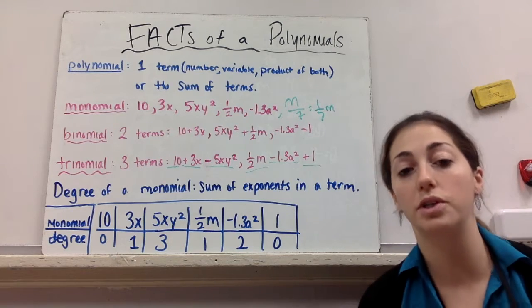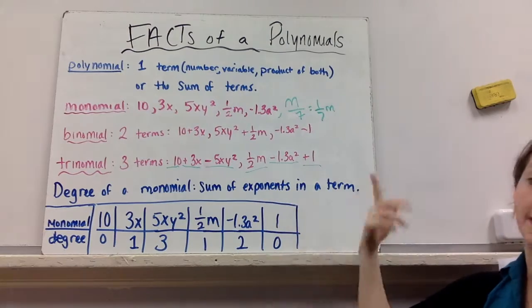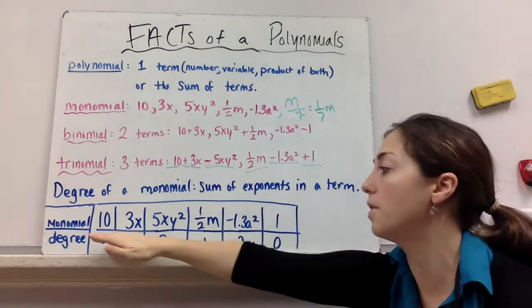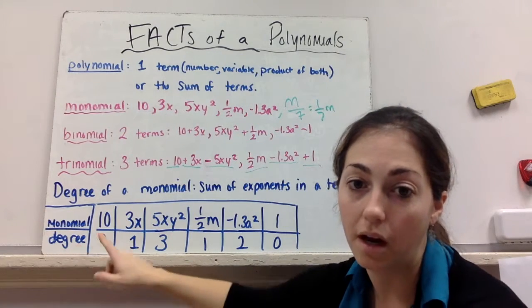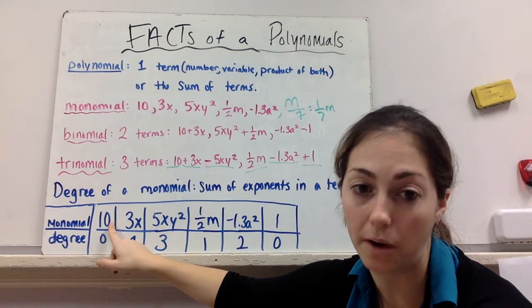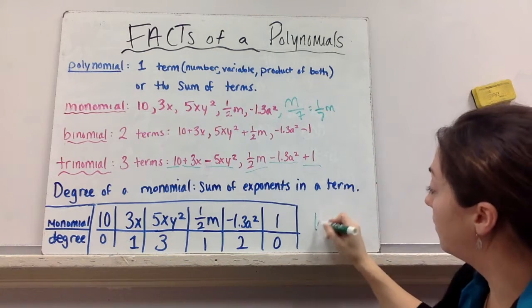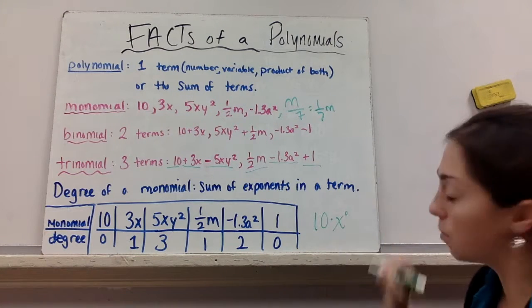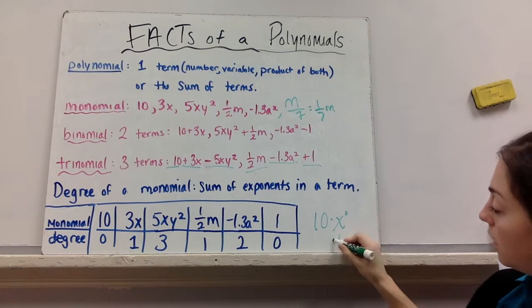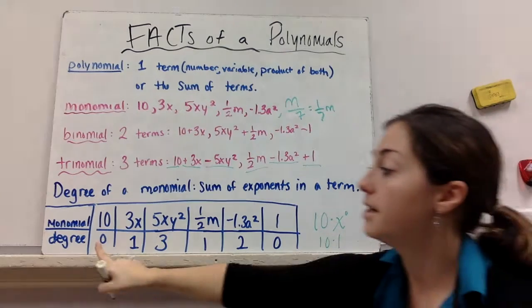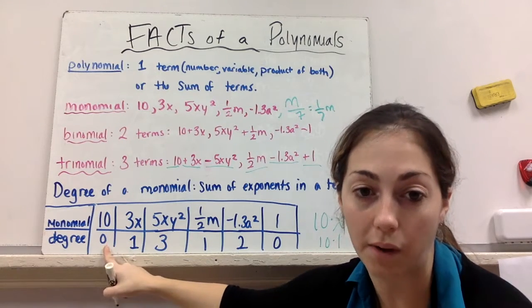Now there's something else called a degree, and a degree of a monomial is the sum of the exponents in that term. So I listed all the monomials that we kind of talked about already, and I wanted to show you the degree. So 10 is my monomial. The degree is 0 because technically there is a variable there. 10 times x to the 0 power. And you may not know this, but x to the 0 power is just 1. And 1 times 10 is 10. So when you have just a constant term, just a number, the degree is 0.